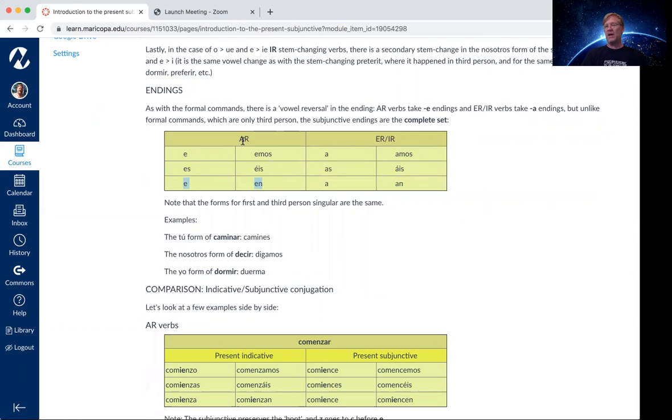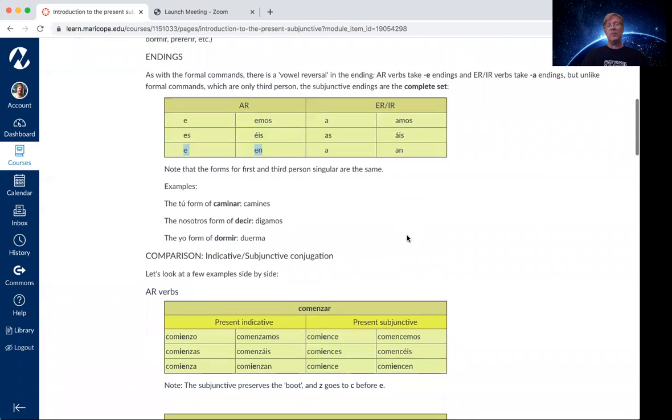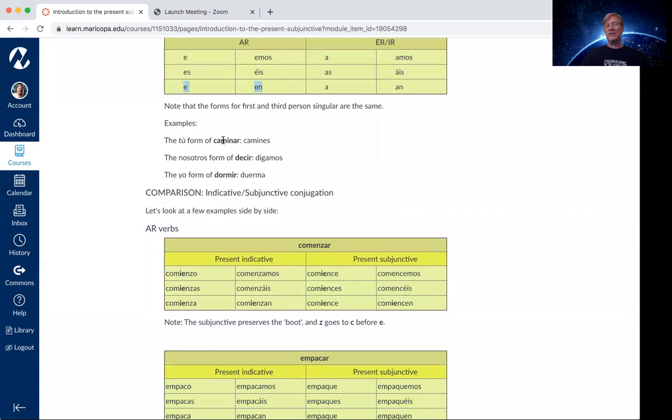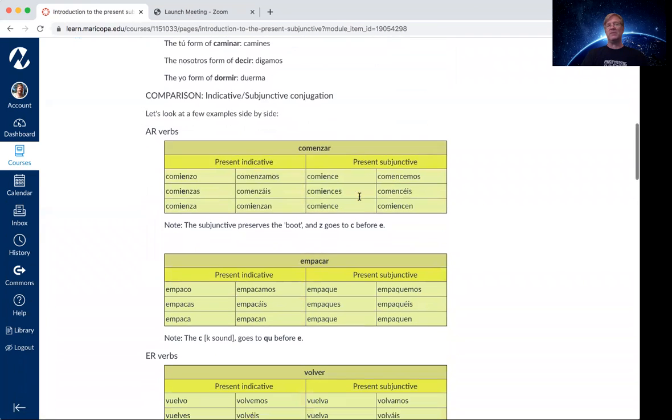Let's say this was estudiar, the formal command was estudie and estudien. If this was escribir, the formal command was escriba, escriban. But the present subjunctive has all 6 forms. It's a full conjugation. Bien? So again, the tú form, camines, nosotros, digamos, yo duerma. So you can see that some of these irregularities, like the G and the UE, are found in the other forms of the verb. We'll look at dormir a little bit more in depth in a bit.